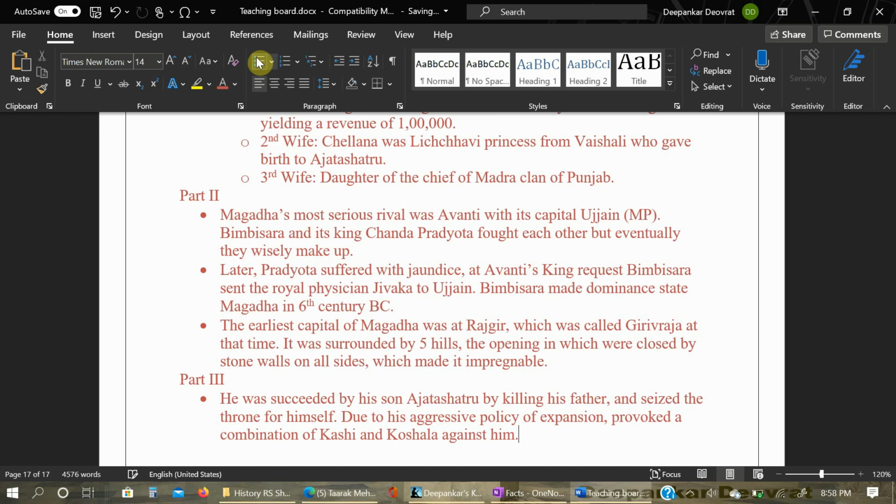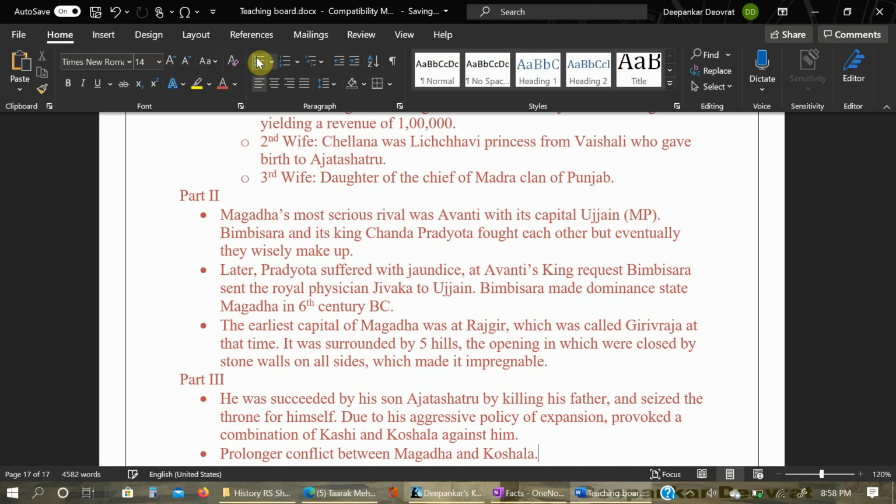There began a prolonged conflict between Magad and Koshala. After that, there was a long conflict between Magad and Koshala, and eventually Ajatashatru got the best of the war, and the Koshalan king was compelled to purchase peace by giving his daughter in marriage to Ajatashatru and leaving him in sole possession of Kashi.